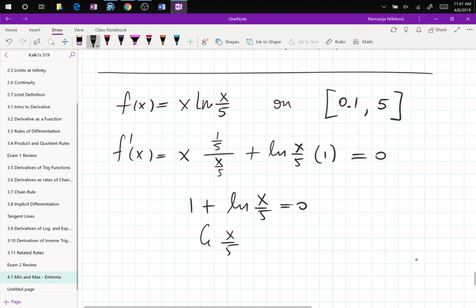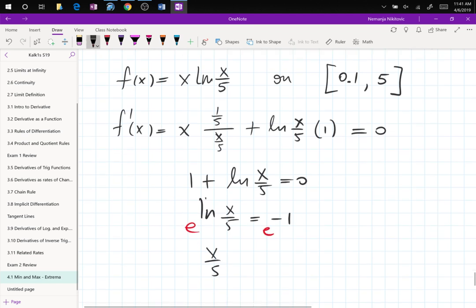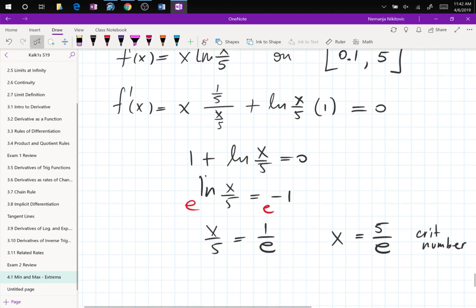ln of x over 5 equals -1. Exponentiate both sides with e. We have x over 5 is equal to 1 over e. So x is 5 over e. That's your critical number. And now we take that and plug it into the original problem to find y.